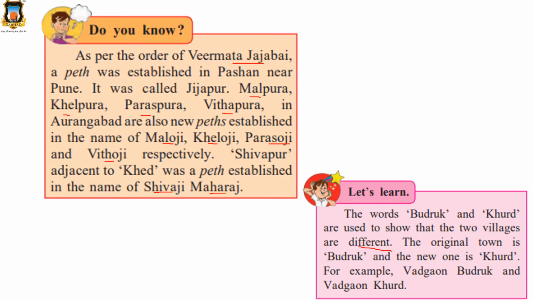So what is it? The original town, where the town was really established, is known as Budruk. And the new one is Khurd. The area goes on becoming vast, people start doing settlements and it becomes a big area. So the new areas which are formed are known as Khurd and the original one is known as Budruk. For example, Vadgaon Budruk and Vadgaon Khurd, Ambegaon Budruk and Ambegaon Khurd.